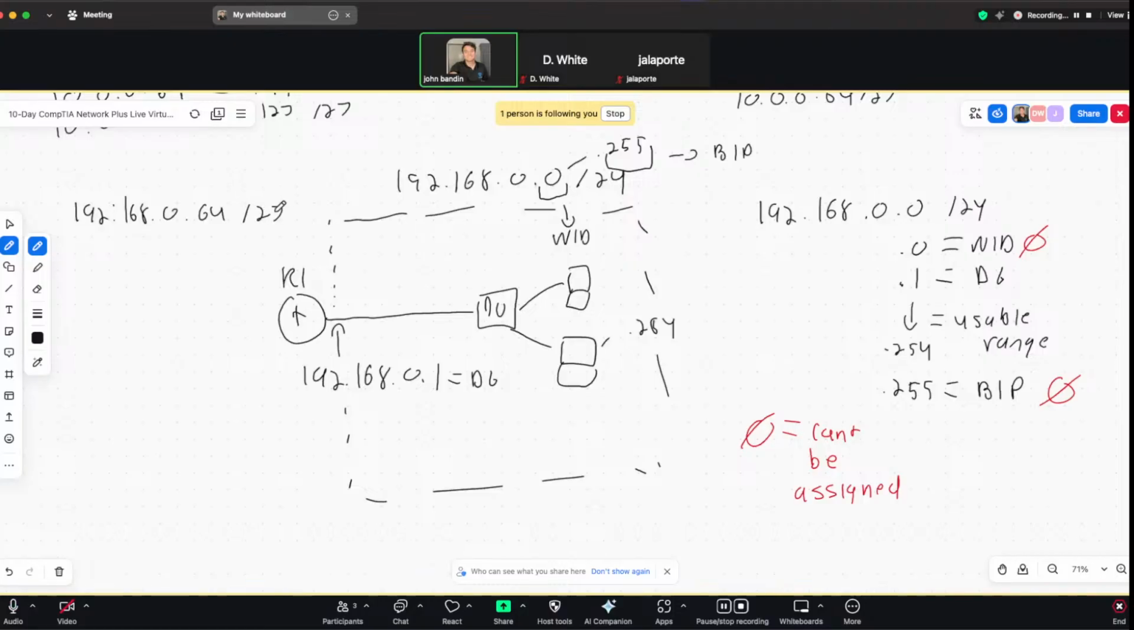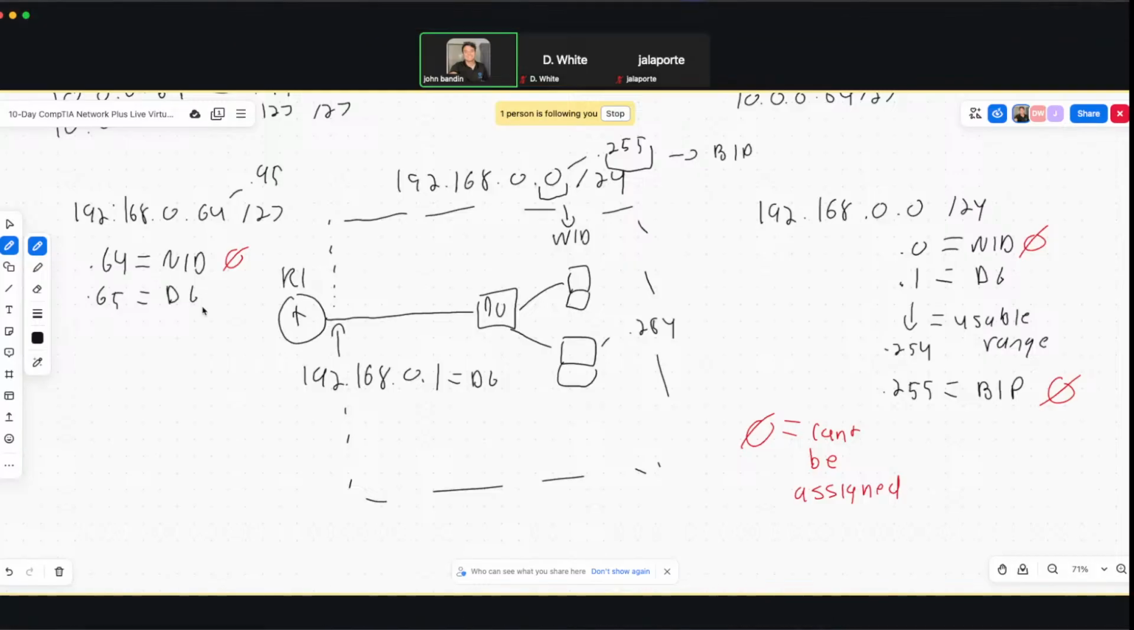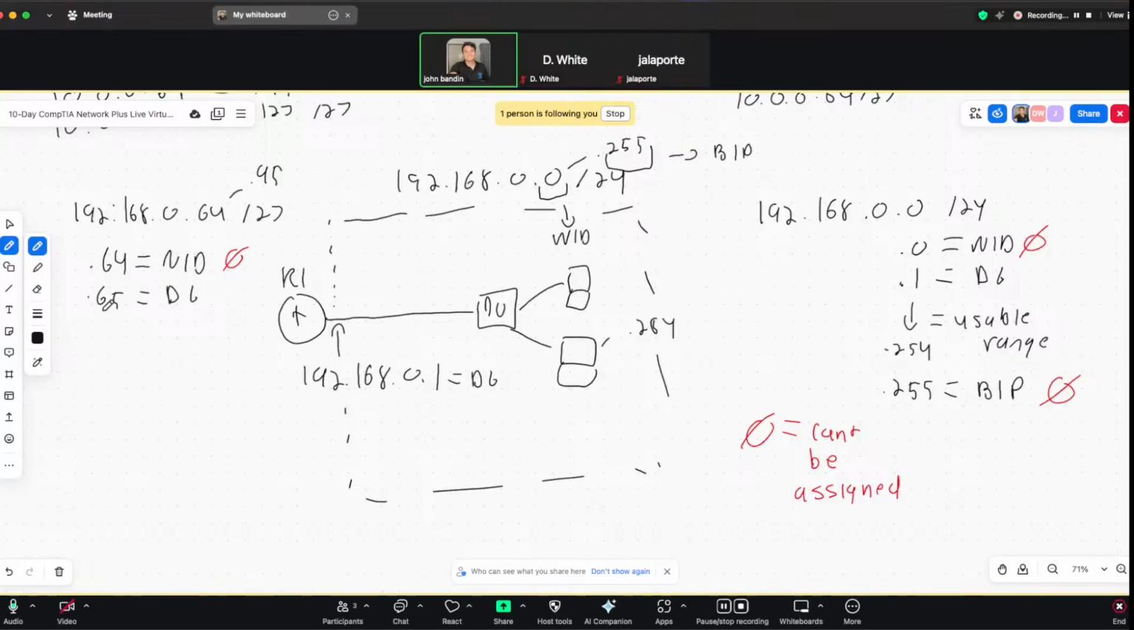192.168.0.64/27, so that range is .64 to .95. So guess what? In here, .64 is our network ID, which cannot be assigned. .65 typically would be your default gateway. Now, any IP address in the range can be your default gateway, but for 95% of the networks I've been on, the first usable IP is your default gateway. That's not always the case.